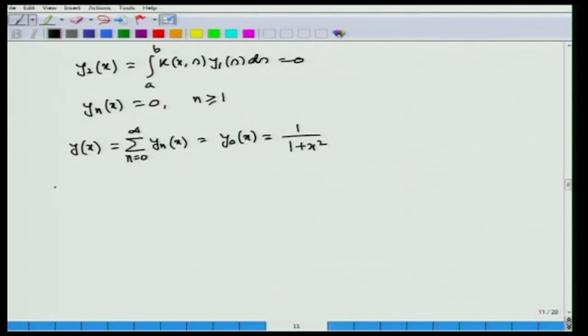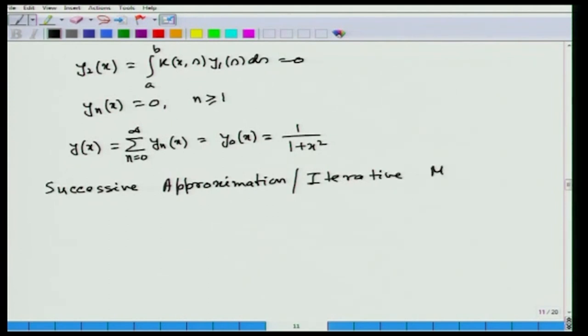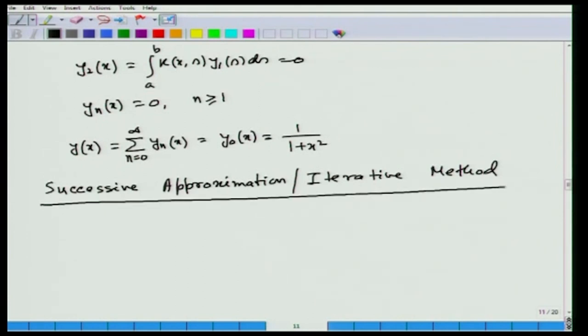So, next we are going to consider another method of solving this equation, that is the successive approximation method, or in some of the books you can find this as the iterative method. This concept we have also discussed in case of Volterra integral equations. So, the same technique we are going to apply here.